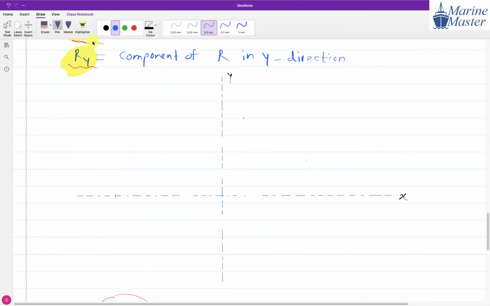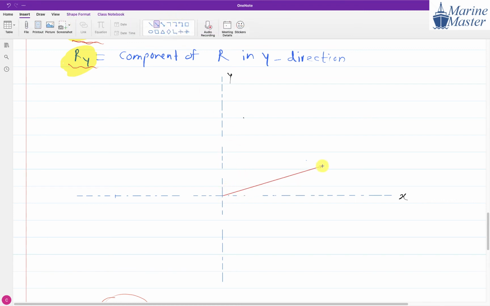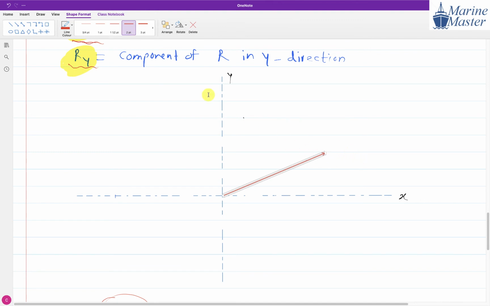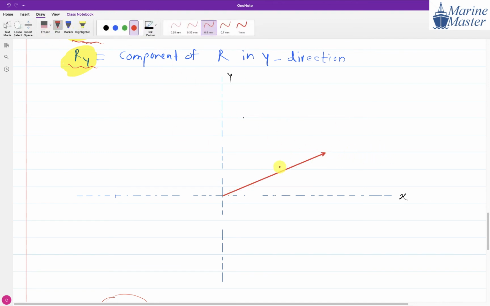First of all, we are going to draw force F1. So this is force F1. Just observe carefully. We will assume this F1 is making angle theta 1. This F1 is making which angle? Theta 1, with respect to what? The X axis. So this is our F1, making angle theta 1 with respect to the X axis.